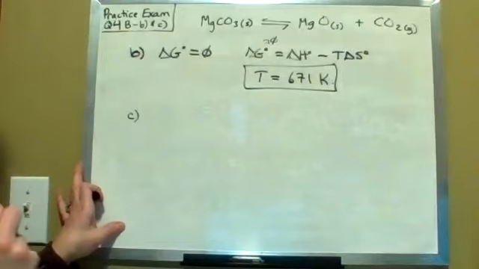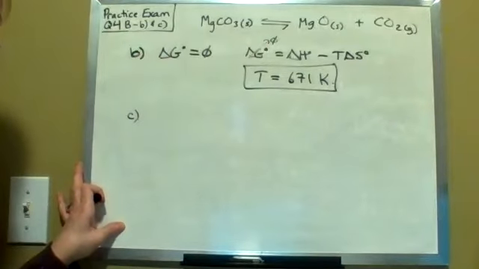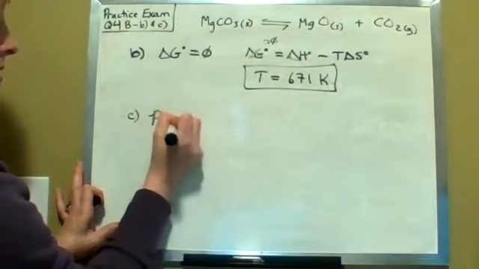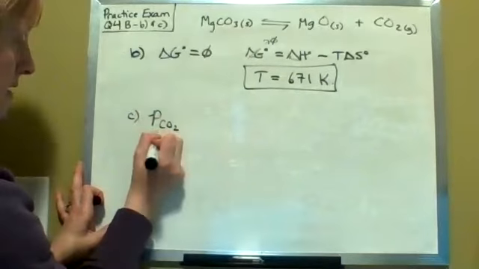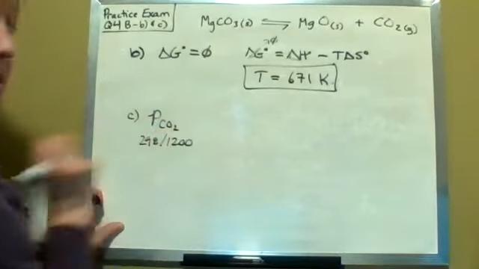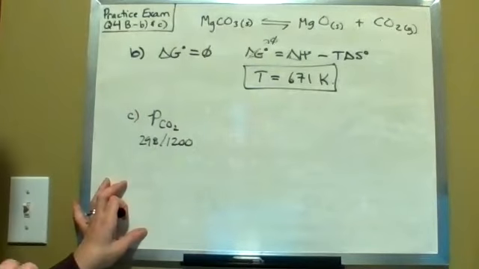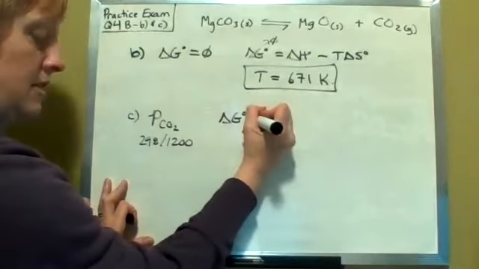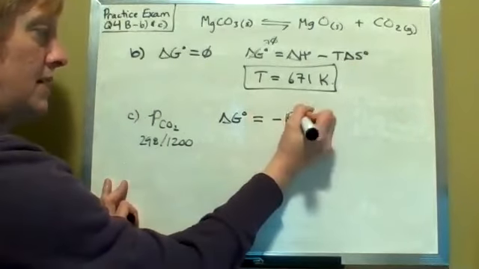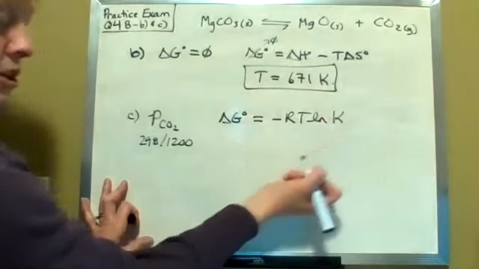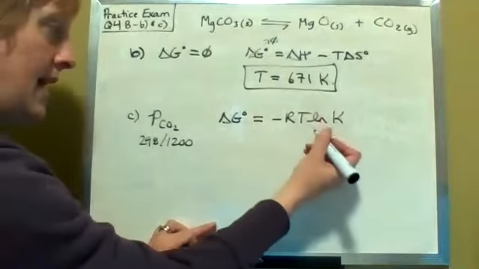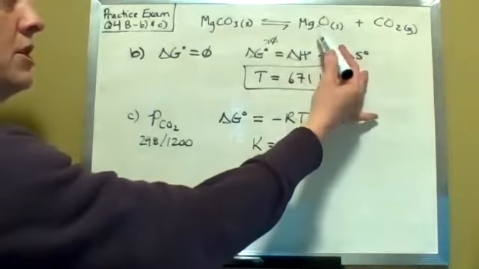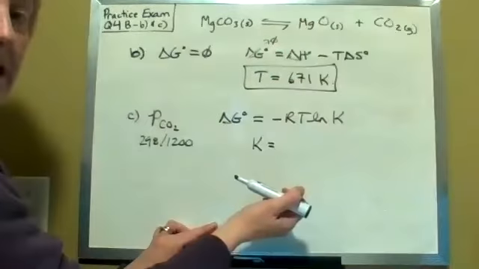Part C, in this case here, they're going to calculate the equilibrium partial pressure of CO2 at 298 and at 1200 Kelvin. So we're talking at equilibrium here. So the equation relating delta G at equilibrium is delta G equals minus RT ln K. And K in this case here, remember K is going to be the concentration of the products over reactants.